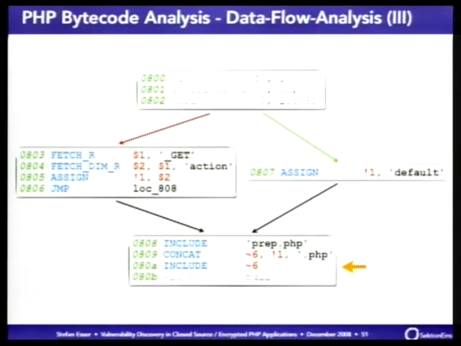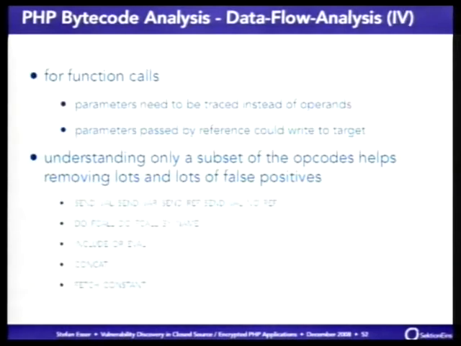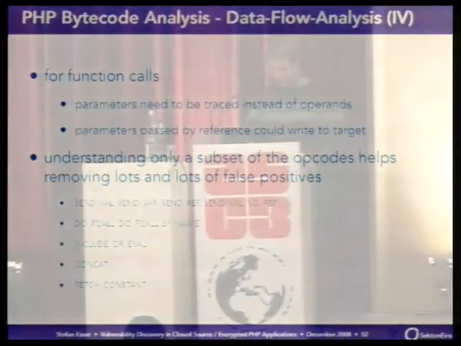Of course, this is a very, very simple example. It gets far more complicated when you have function calls, because then you need to trace all the parameters of the functions, and not only the result operand that gets written to. And you also have the problem that when you have function parameters that are passed by reference, those are also possible write accesses to your variables. So you also need to check if one of the parameters is actually the thing you are searching for.